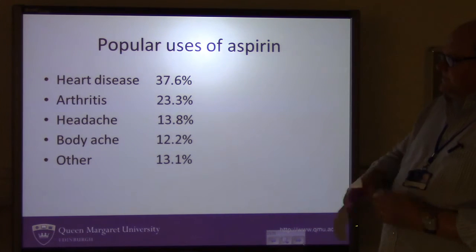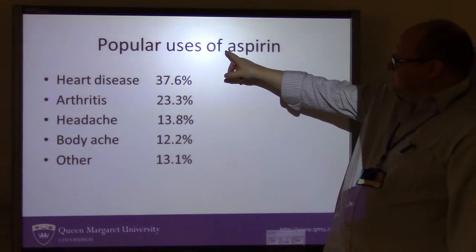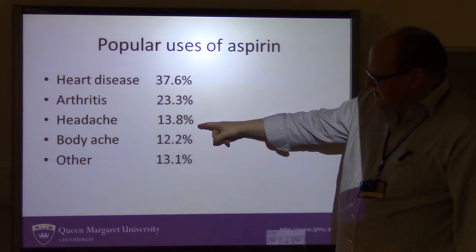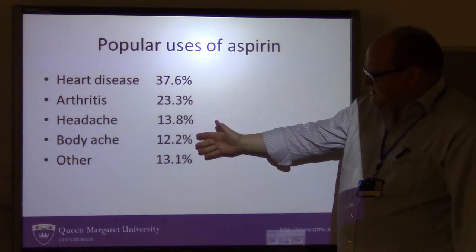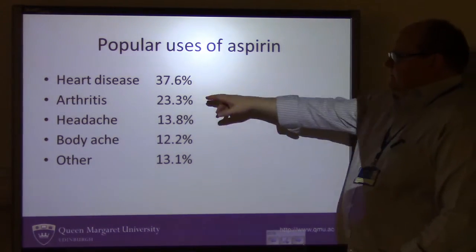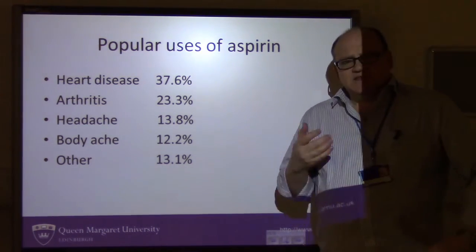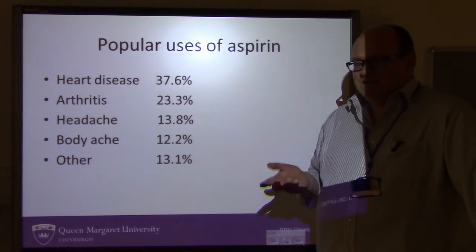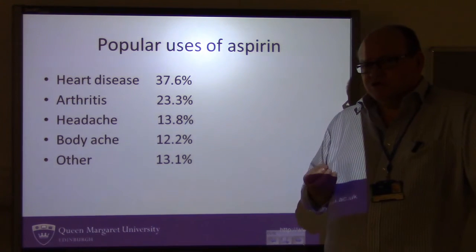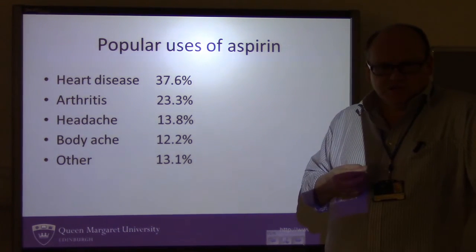You'll see there popular uses of aspirin: arthritis, headache, and body ache. Just the general aches and pains in the middle there. Now, up the top's the heart disease. That's because aspirin is also antiplatelet aggregation. It stops the platelets joining together, therefore reduces the likelihood of the blood clotting.